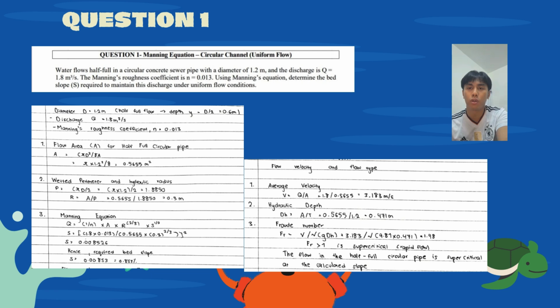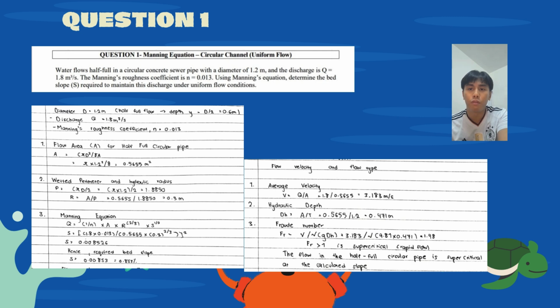So we are going to question 1. Question 1, Manning equation, circular channel. We need to determine the bed slope required to maintain this discharge under uniform flow conditions. The diameter given is 1.2 meter. For half full flow, the depth is diameter divided by 2, so we get 0.6 meter. Discharge given is 1.8 meter cubic per second. Manning's roughness coefficient n given is 0.013.